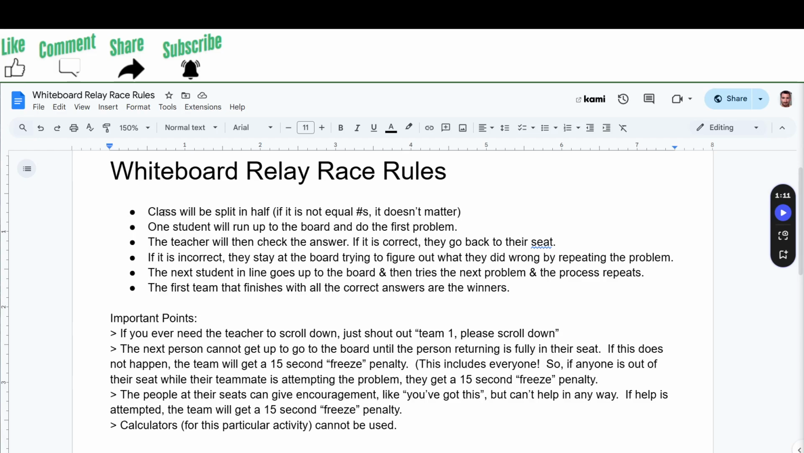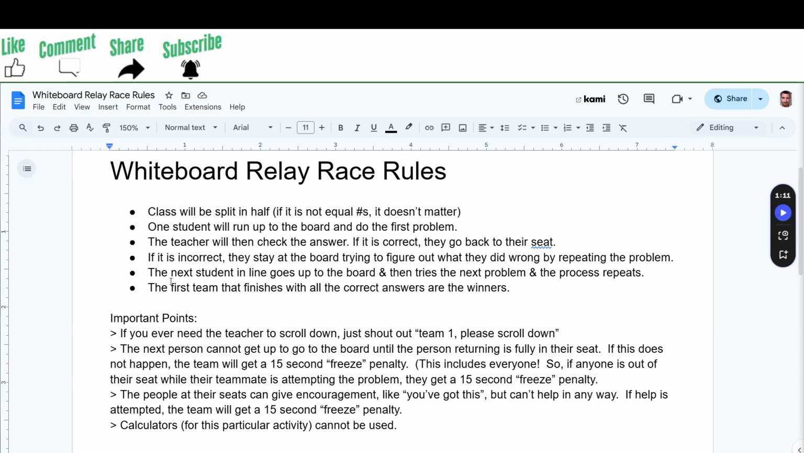Okay, so the class is going to be split in half, and if it's not equal numbers, that doesn't matter because it's a relay race. There's a finite set of problems. One student will run up to the board and do the first problem. The teacher will then check the answer. If it's correct, they go back to their seat. If it's incorrect, they stay at the board trying to figure out what they did wrong by repeating the problem. The next student in line goes to the board and then tries the next problem, and the process repeats.